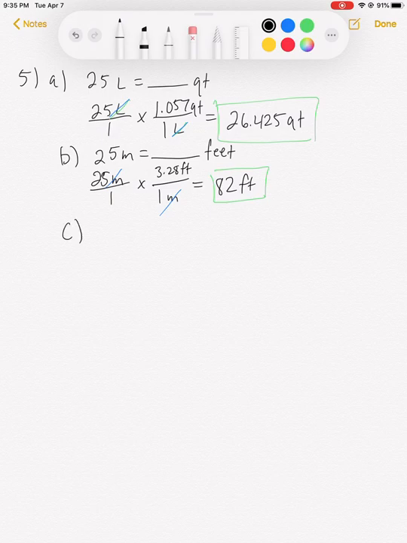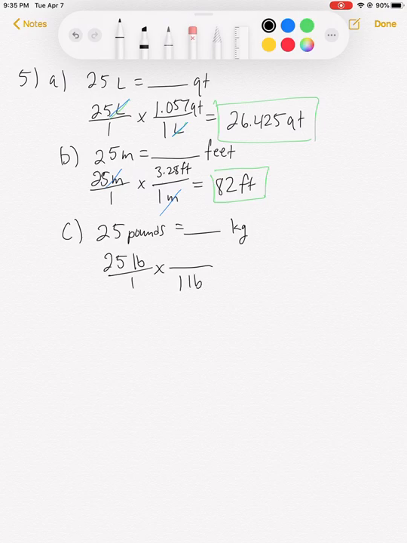Part C, I have 25 pounds. Okay, I want to see how many kilograms that is. Okay, so 25 pounds equals a certain number of kilograms. So 25 pounds over 1 multiplied by, well, the conversion factor for pounds and kilograms, we have 1 pound for every 0.4536 kilograms. Okay, and so my pounds will cancel and I just have kilograms. When I multiply 25 by 0.4536, I get 11.34.